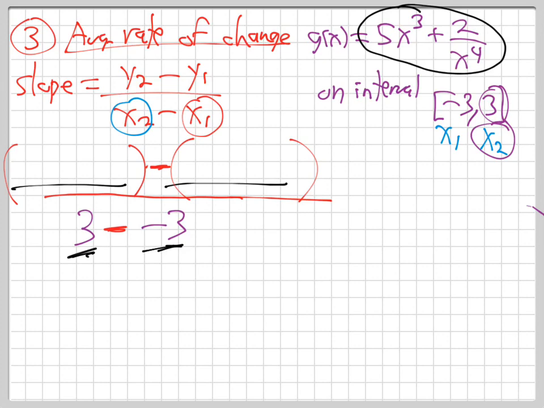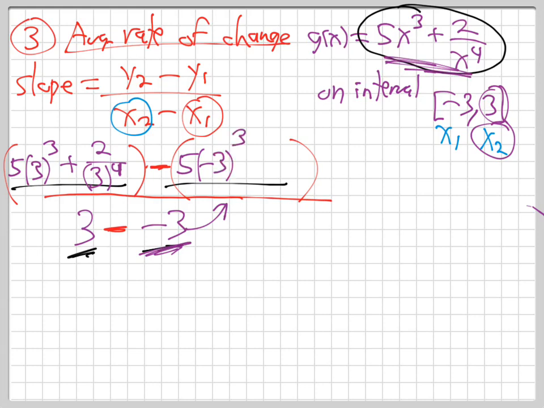So I go, okay, here's the function right over here. So 5, when I come to x, I go 3 cubed plus 2 over 3 to the 4th. Oh, and then the -3 will come in the second part. It will be over here. And so this one will be 5 times -3 cubed plus 2 over -3 to the 4th. Like that.